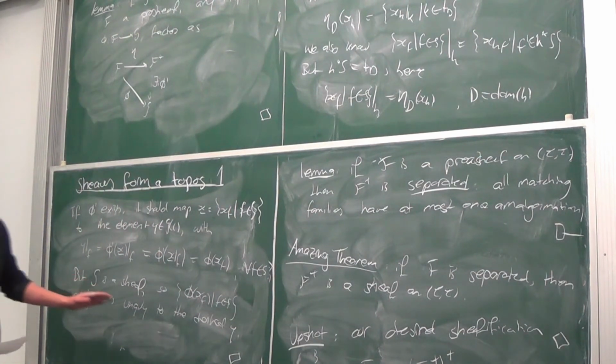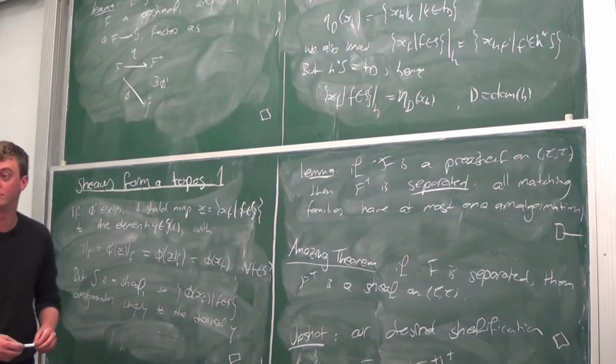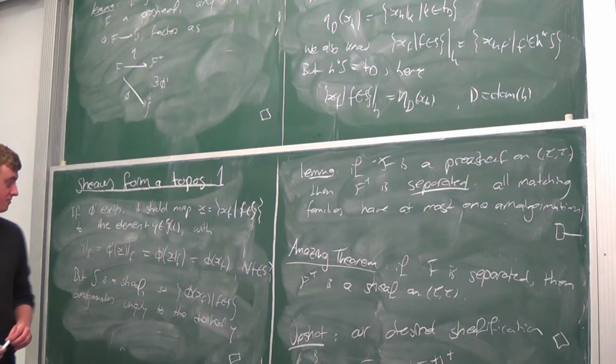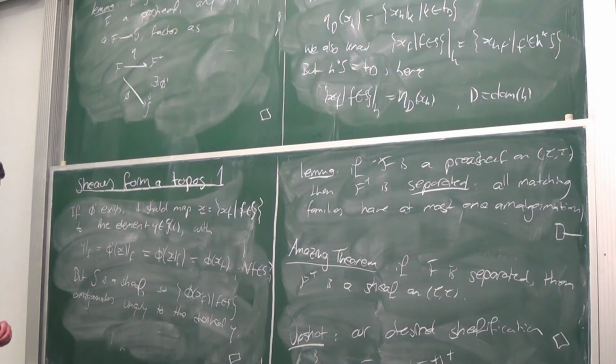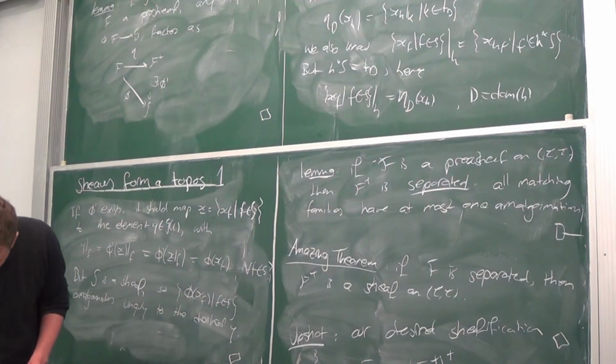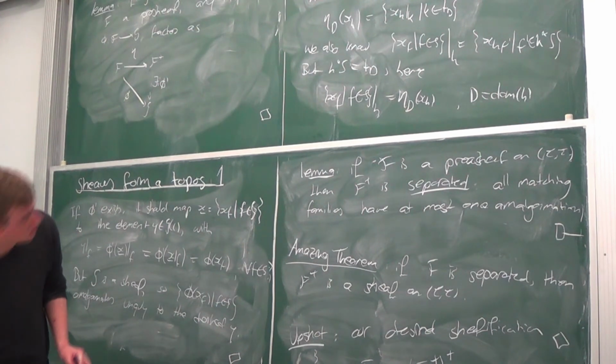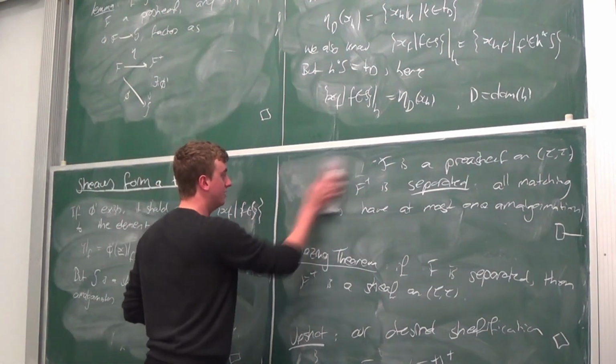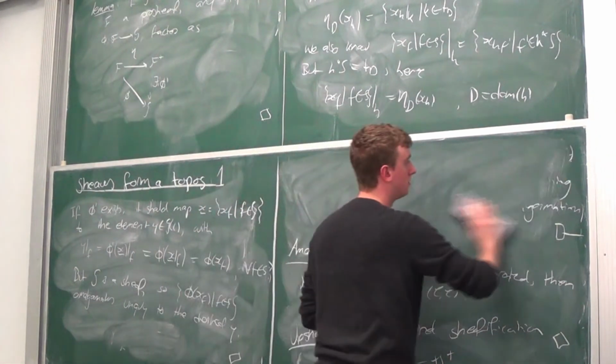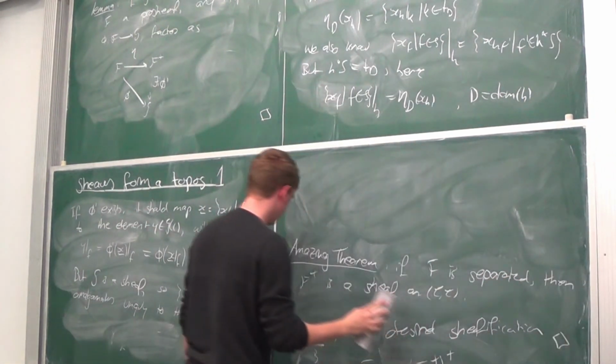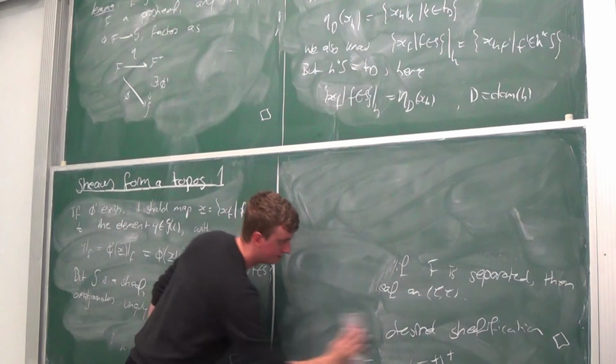So I recommend that you go back and check the details of this lemma too, because this is the best exercise in understanding the definition of the plus construction and also understanding the definition of the sheaf condition in terms of matching families. All right, so with all of this put together, what do we have?